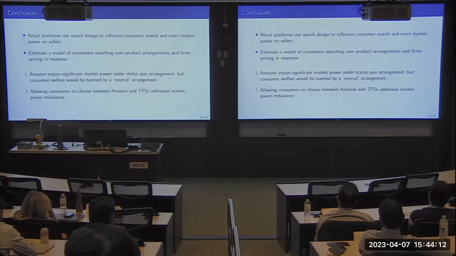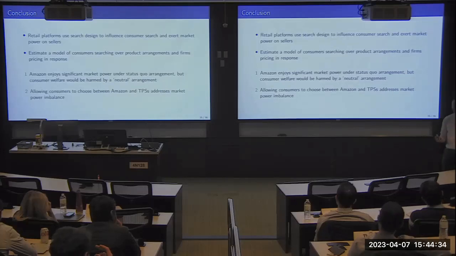I find that yes, Amazon enjoys significant market power from the current product arrangement, but consumers would be harmed if we try to tease that or reverse that. Instead, we should allow consumers to choose between a small business side and an Amazon side, effectively giving them the opportunity to support small businesses, and this would help address the market power imbalance.